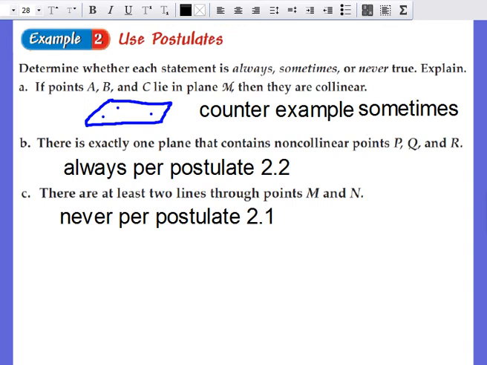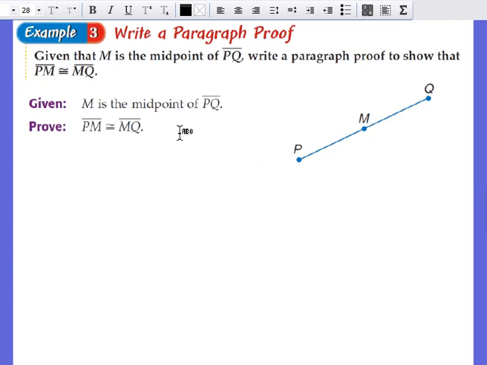Alright, the next example I believe was example 3, paragraph proof. Like I said, I'm only going to let you do one. This one's simple, so I'll go over it. It's in the book too. The given is that M is the midpoint of PQ, and they want us to prove that PM is congruent to MQ. Technically, we can kind of cheat here because we know the theorem. We can just say based on the midpoint theorem, PM is congruent to MQ because M is the midpoint of PQ. The way the book does it, they go backwards and say since they're equal, then you can say they're congruent.